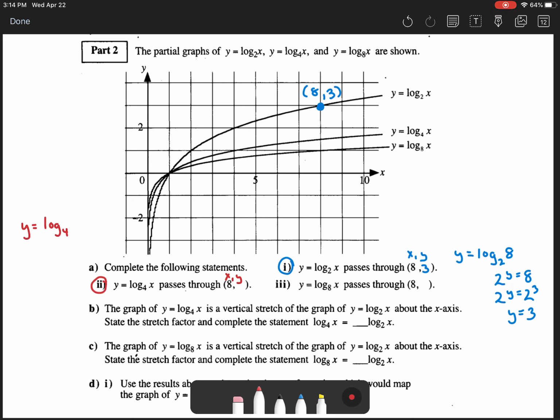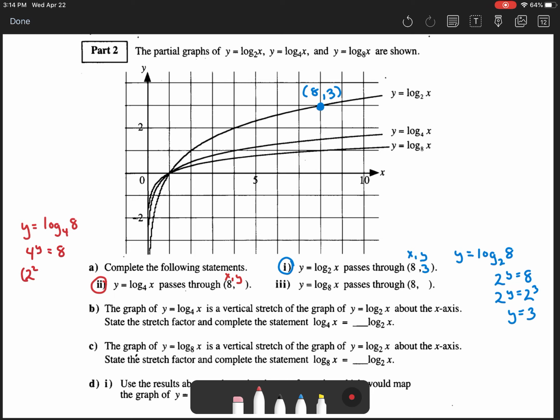Log base 4 of x passes through 8 comma what? Well, again, this is an x coordinate. They're looking for the y. So if I go to the equation, it would look like this. y is equal to log base 4 of, and for x, 8 is substituted in. So you will go 4 to the exponent of y is equal to 8, like so.